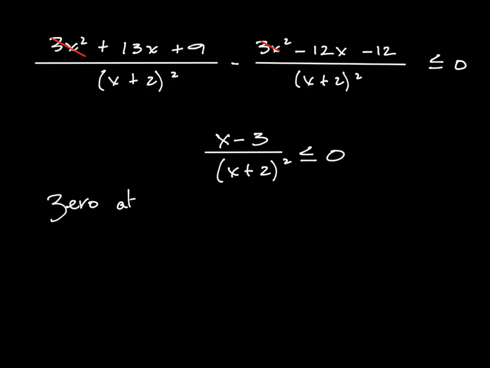Next thing we need to do is find the zeros. We have a 0 at 3, and our function is undefined when the denominator equals 0, and that happens at x equals negative 2.